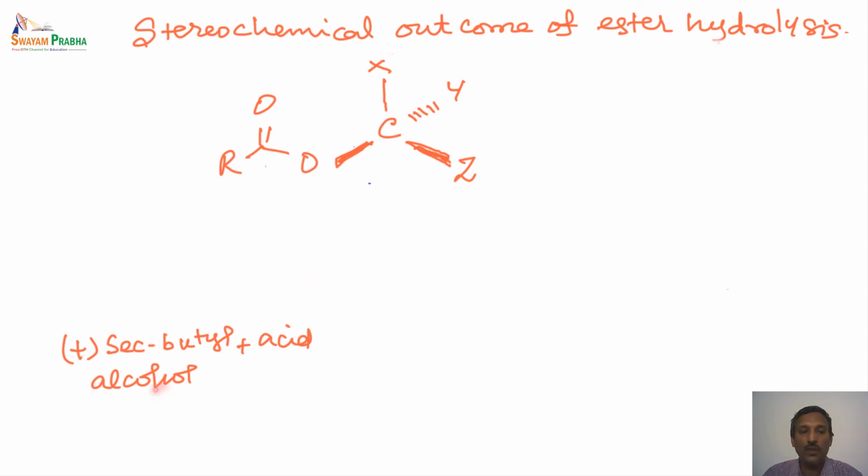We can start with the secondary butyl alcohol. This is treated with an acid to give the ester. So the secondary butyl alcohol is this part, the alcohol is this one. We have a known configuration, that is the plus isomer is taken. This is now converted to the corresponding ester using treatment with acid. So now the ester can undergo bond cleavage.